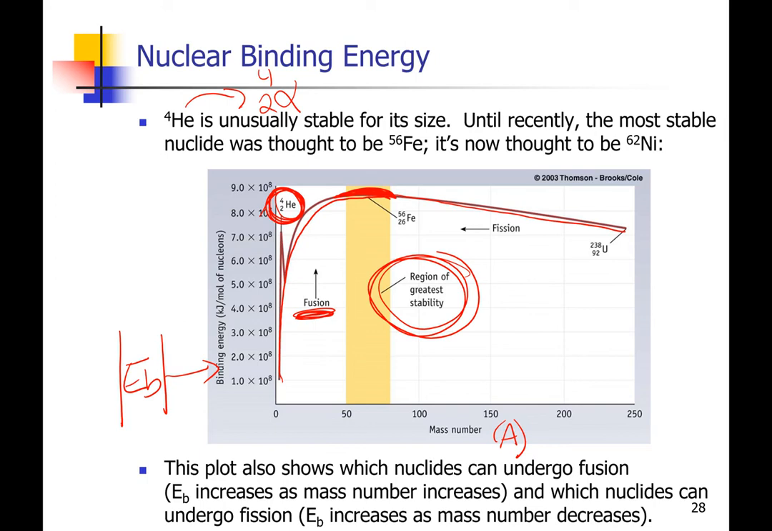Fission, on the other hand, tends to be observed for large isotopes that are breaking down into smaller pieces, heading toward, again, that region of greatest stability. And so this graph here explains to us why it is that small isotopes tend to undergo fusion, large isotopes tend to undergo fission, isotopes with mass numbers in that 50 to 80 range tend to not undergo either, and alpha particles are very, very common products of nuclear reactions.